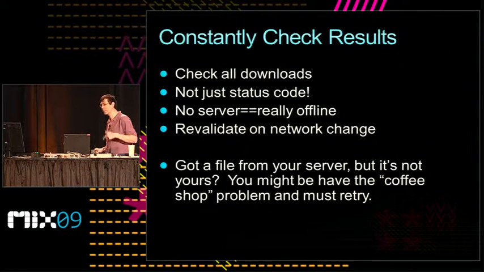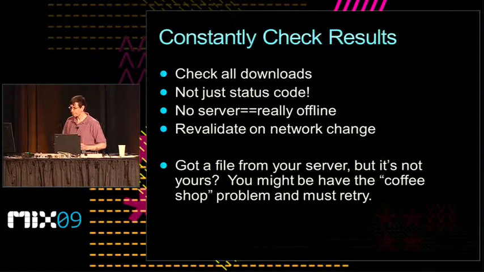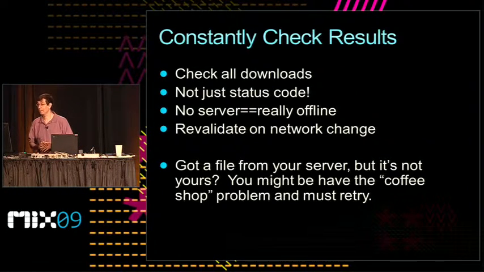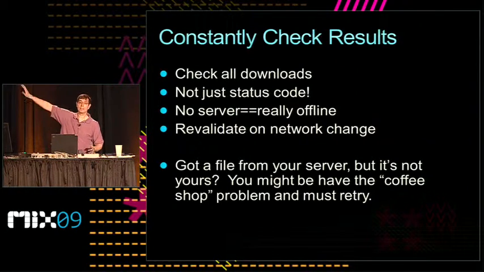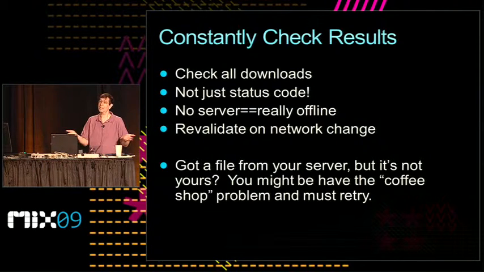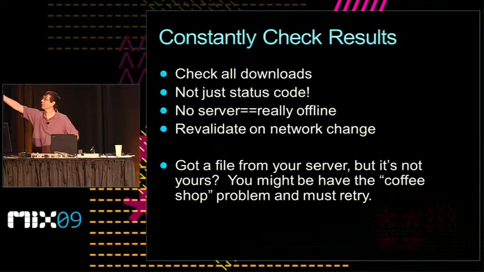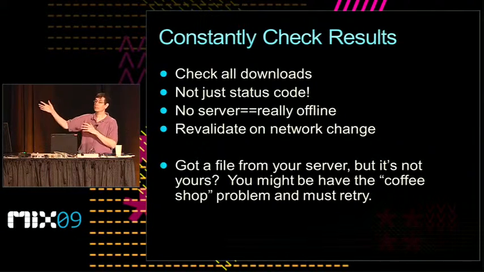The last code pattern to look at is the constantly check results pattern. In this code pattern, you don't have a special file up on your server. Instead, when your application starts, you just say, hey, I'm probably online. And so whenever you need data, you just go off and get it. But then, when you actually get the data down, for every single request you made to your server, you've got to validate to make sure it's really yours.